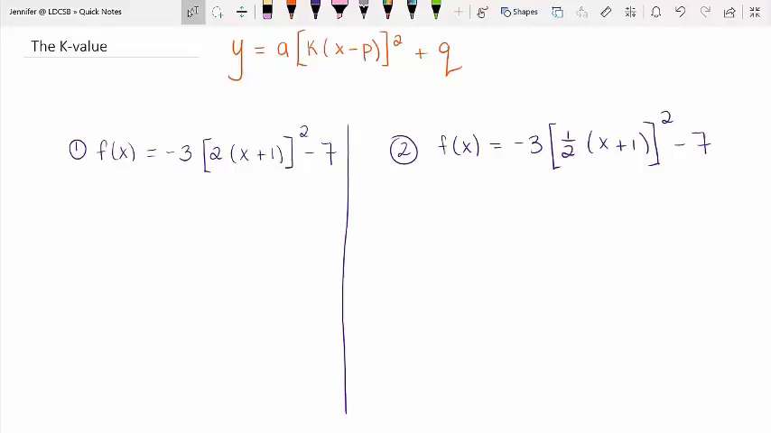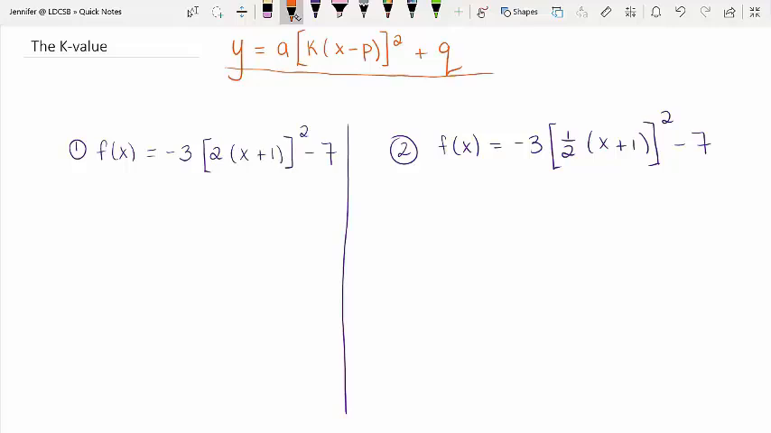Okay, I want to do a nice little review video about the k-value because the k-value is difficult. I know people always have troubles with it, so hopefully this helps to sort out some of your confusion. Okay, so at the top here I have written the general formula for the quadratic function with all the possible transformations applied to it.